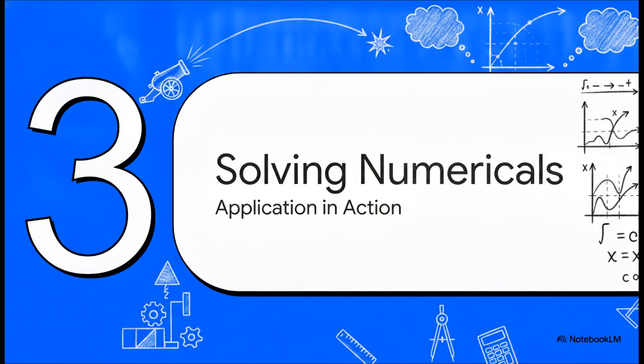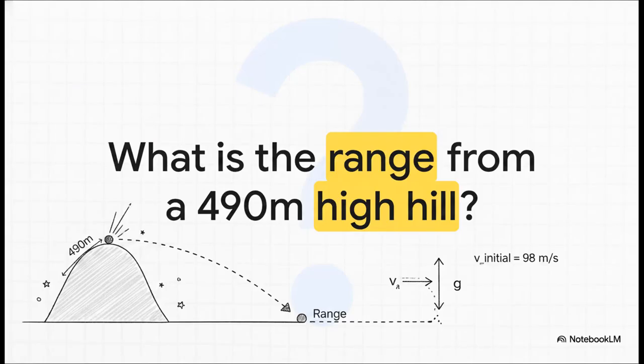Section 3. Solving projectile numericals, application in action. Now that we've got our mathematical derivations, let's ask ourselves a classic exam question. What happens when our initial vertical velocity is exactly zero? Picture this. An object is fired purely horizontally at 98 meters per second from the top of a 490-meter high hill.